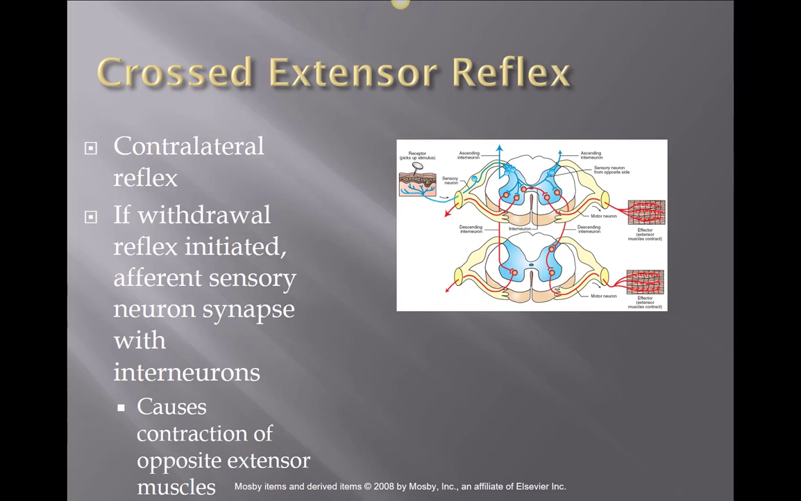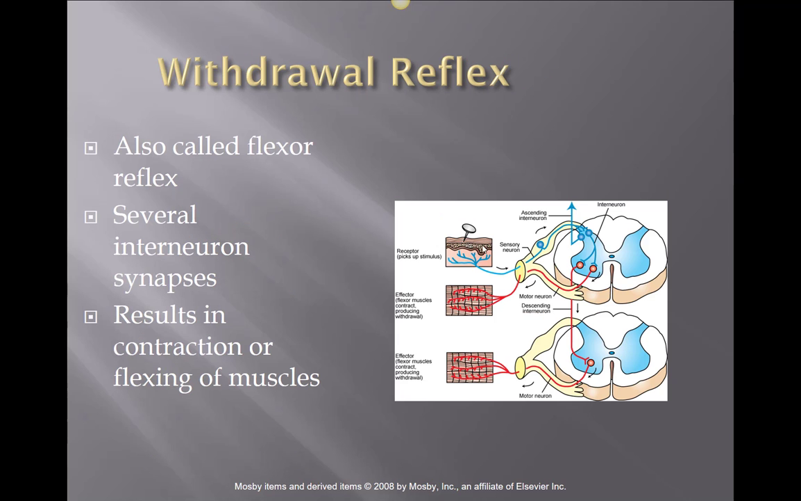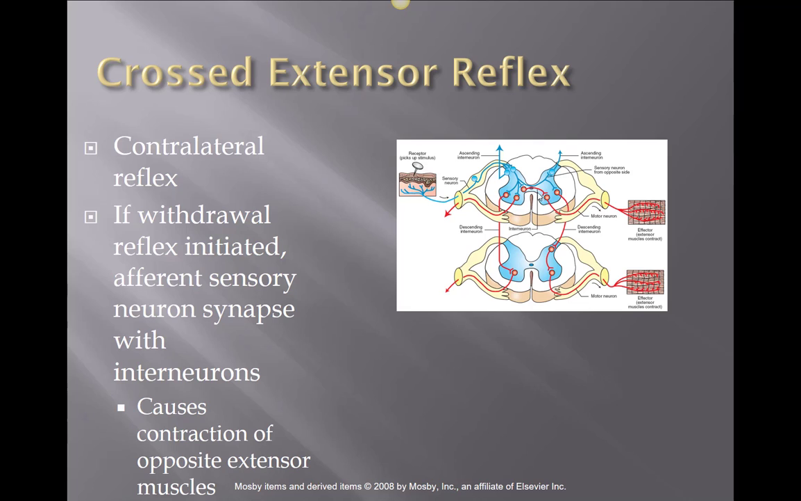But the other one is cross extension. So stepping once again on that sharp tack or on a Lego. This one right here, you have your normal reflex that we just showed here of the muscles withdrawing, but on the contralateral, you also have a reflex that goes to the other side that says, put the other leg down, because if one leg's in the air and the other one tries to come up in the air, you're going to fall.